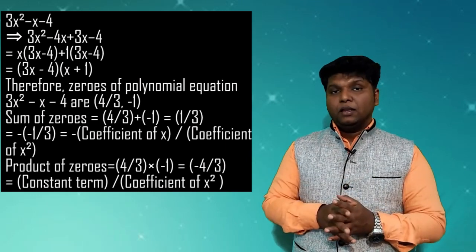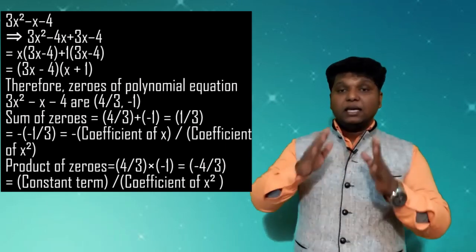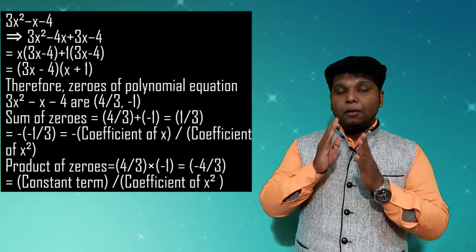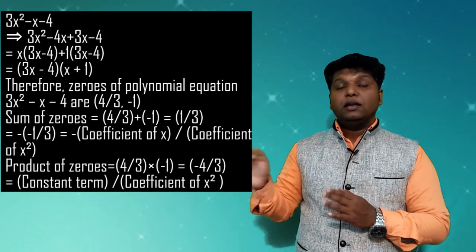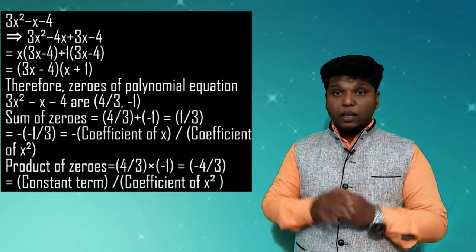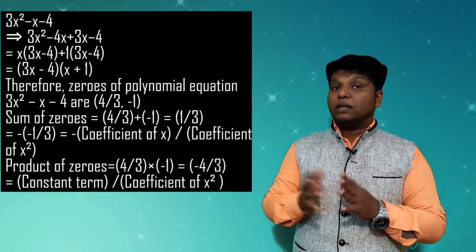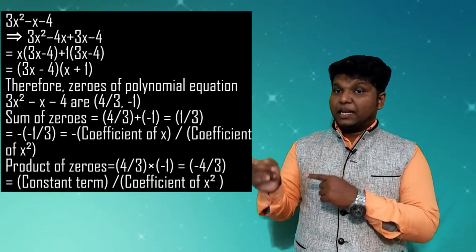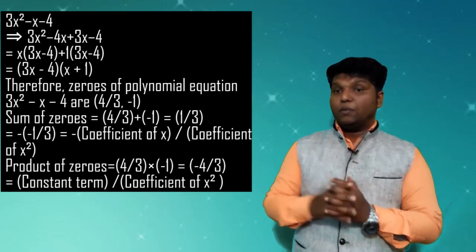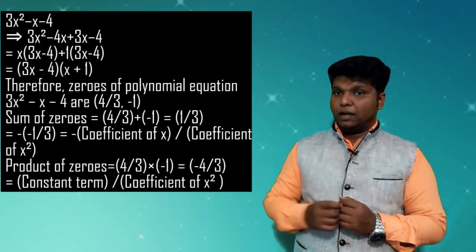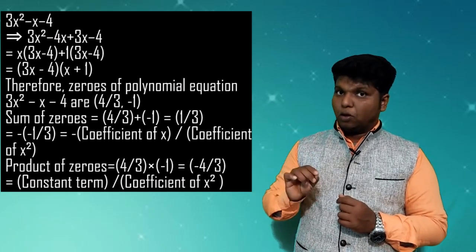Now bringing back, splitting the middle term, we will write 3x squared plus 3x minus 4x minus 4 is equal to 0. From the first two terms, what is common? 3x is common. Bring it out. From the next two terms, 4 is common. Take it out. Now, bringing 3x outside, what you will get? 3x into x plus 1.